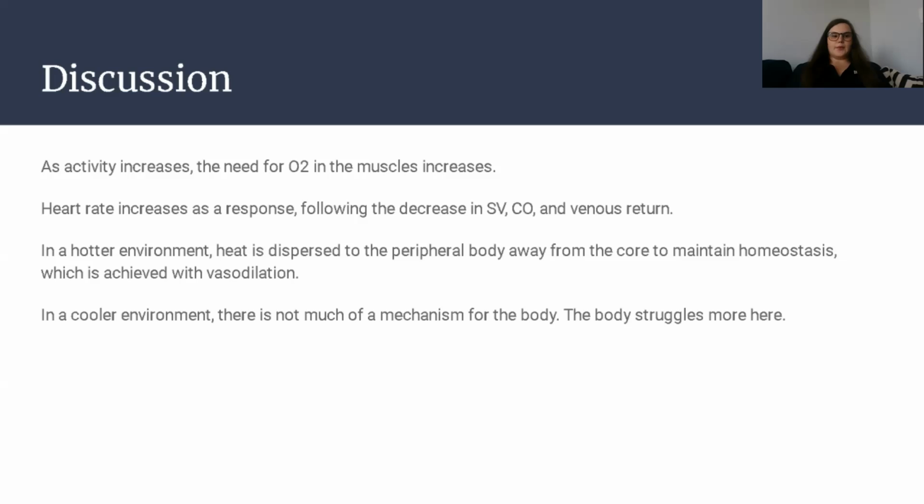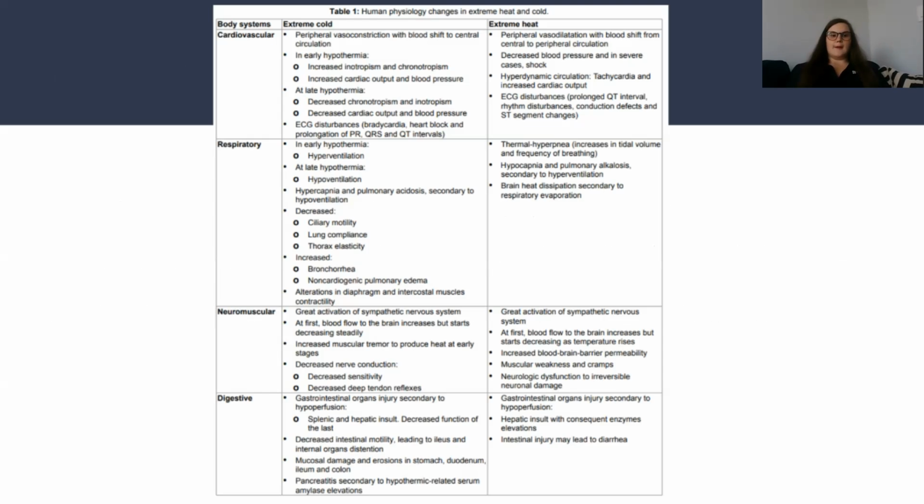So again, as I was talking about, as activity increases, we need more oxygen for our muscles. As heart rate increases, the stroke volume, etc., decreases, like I was talking about. And again, the heat is dispersed away from the body via blood, and that's achieved by vasodilation. And again, the body just struggles more in the cooler environments.